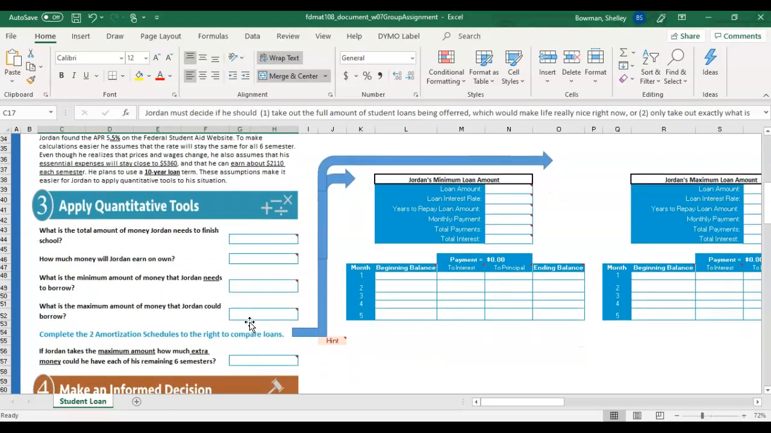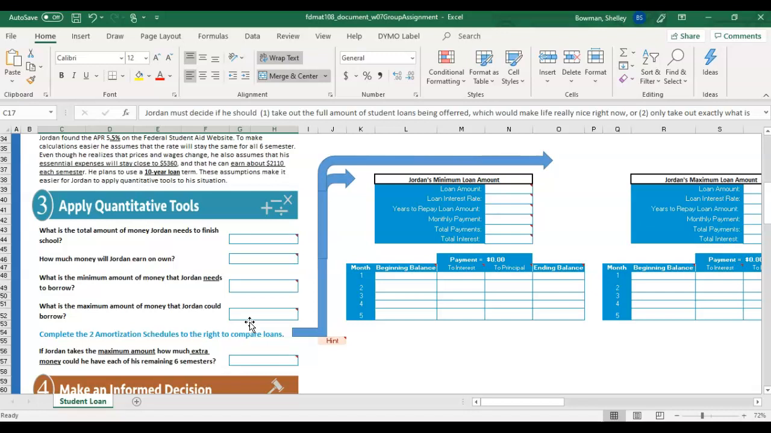The next one is Jordan found the APR 5.5% on the Federal Student Aid website. To make calculations easier, he assumes that the rate will stay the same for all 6 semesters. Even though he realizes that prices and wages change, he also assumes that his essential expenses will stay close to $5,360 and that he can earn about $2,110 each semester. He plans to use a 10-year loan term. These assumptions make it easier for Jordan to apply quantitative tools to his situation.